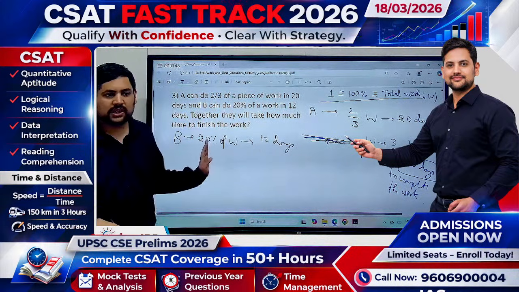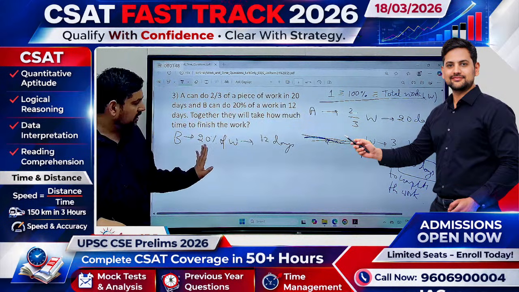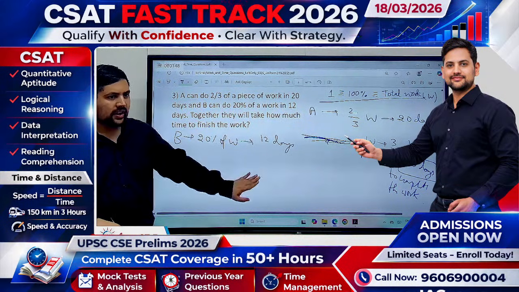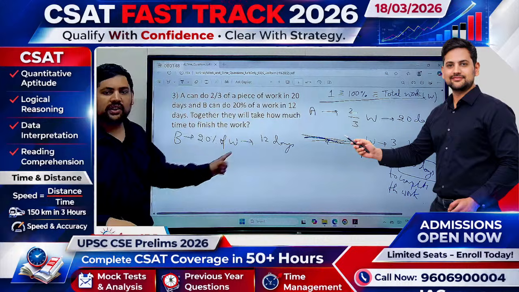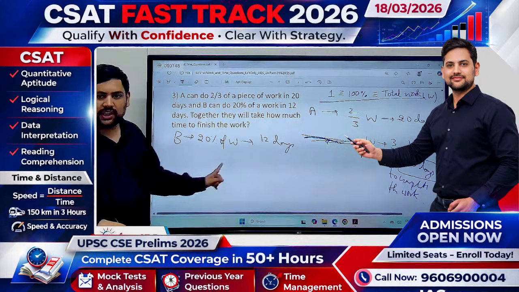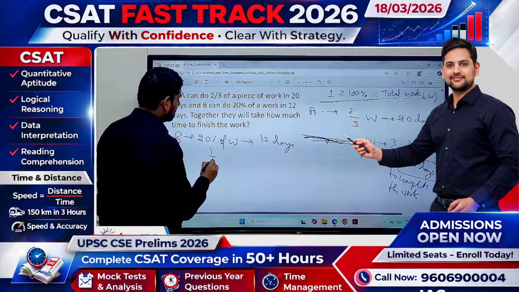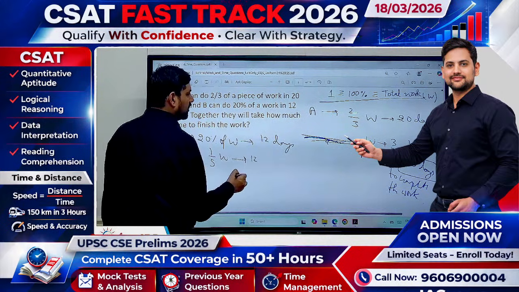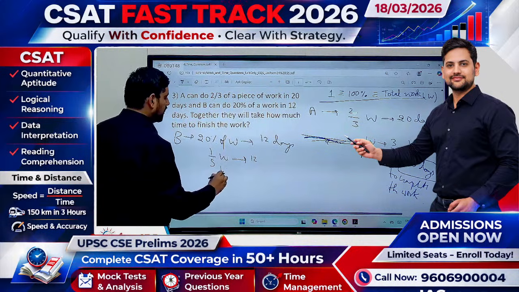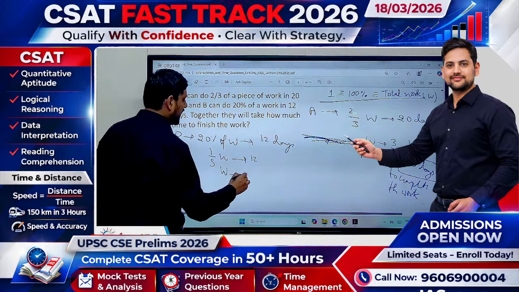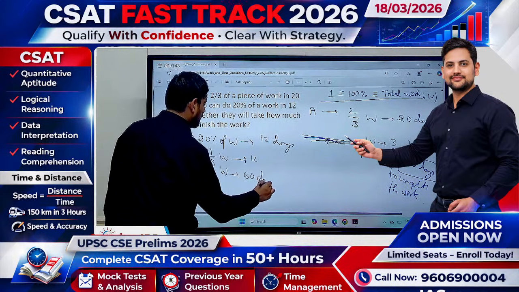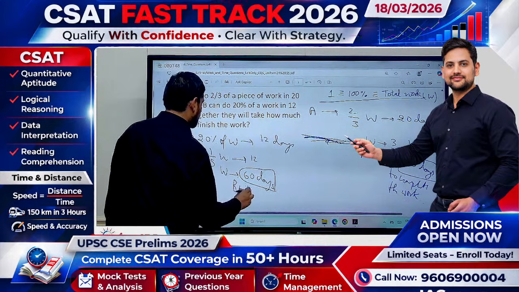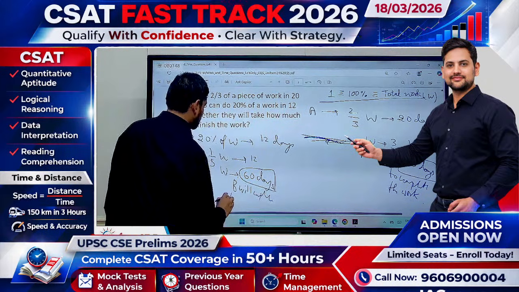If I multiply both sides by 5, I get 100% of W is equal to 12 days times 5, since 20% is 1 by 5. I can send 5 there. So 1 by 5 W, 20%, is being done in 12 days. I will send 5 there, so work will be done in 5 into 12, that is 60 days. So in 60 days, B will complete the work.